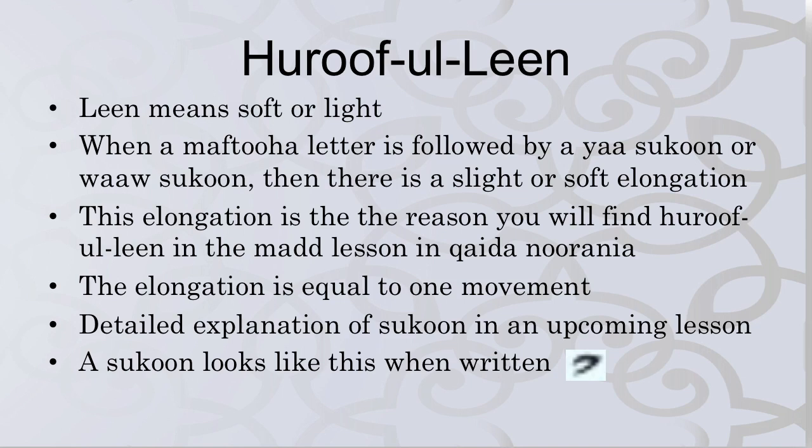And basically, the fatha and the maftooha letter has its own 1 movement, and then the sakina waw or the sakina ya has its 1 movement. So the sakina waw or the sakina ya is elongated to 1 movement, and we will get into the detailed explanation of what is a sukoon in an upcoming lesson. We will get into details a lot more, but just remember this: when a maftooha letter is followed by a waw sukoon or a ya sukoon, there is a slight bit of elongation at the end, and we will look into it in the upcoming slide.